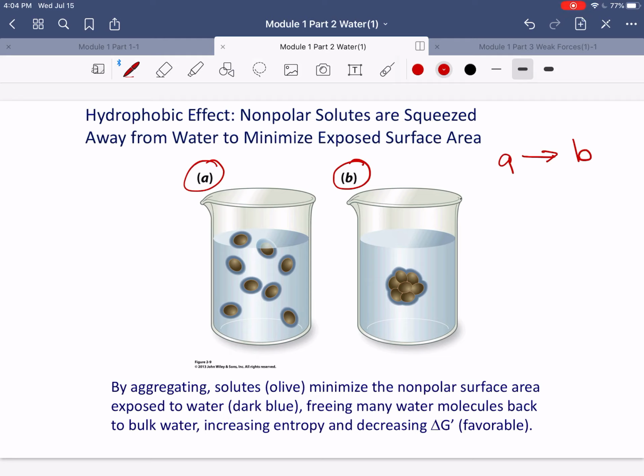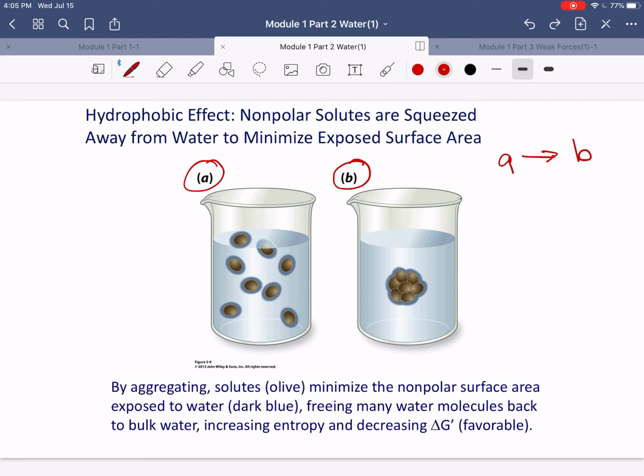Okay, and when you're in B, you have all of those non-polar solutes clustered together in an aggregate, and you have that darker blue clathrate around it, which is less of the volume. Of course, this would be three-dimensional. Compared to the individual darker blue clathrates over here, that tells you that you have less organized water in B than you do in A.